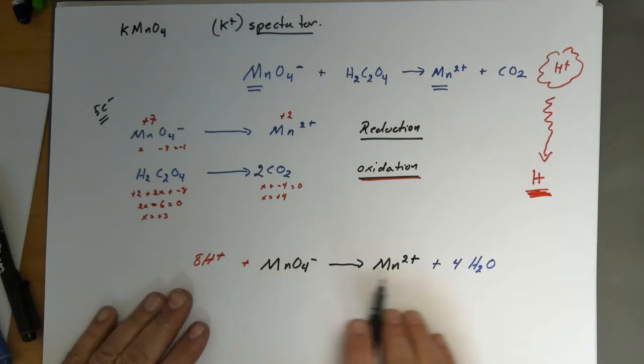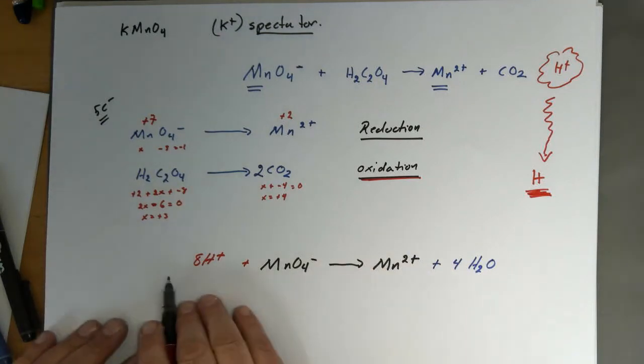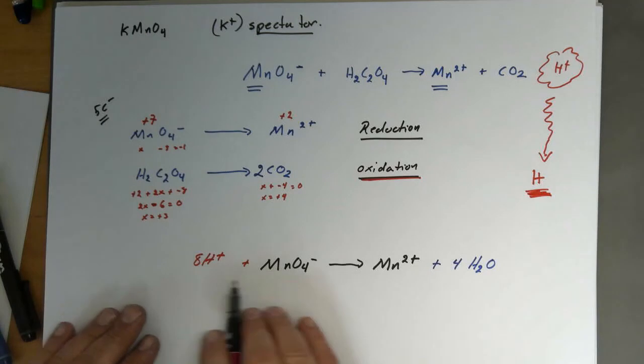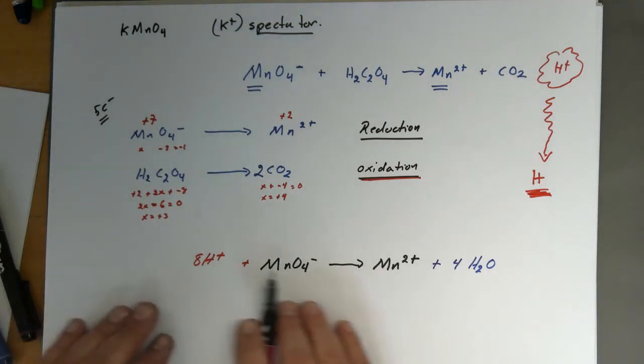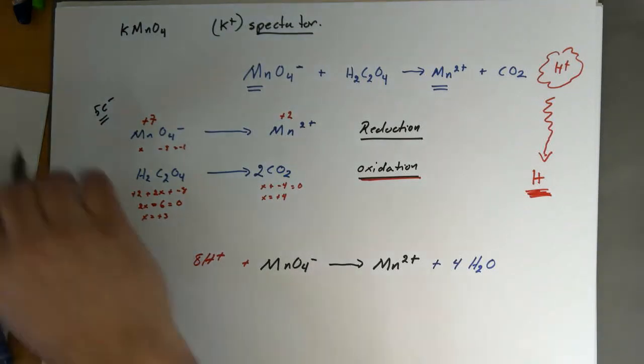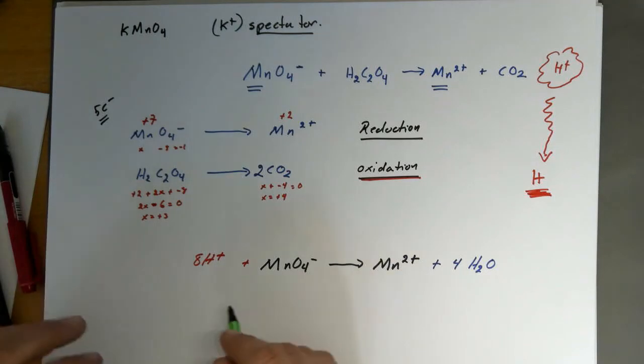In order to make this work, on the other hand, we have to have an equal number of charges on each side. And since we already know that this is a reduction, and reduction is gain, the electrons are going to end up on the left-hand side of this reaction.